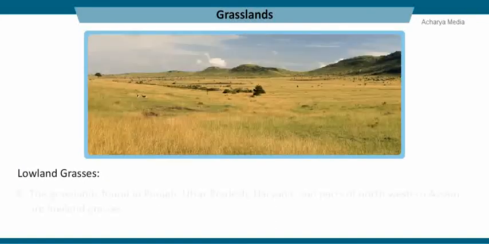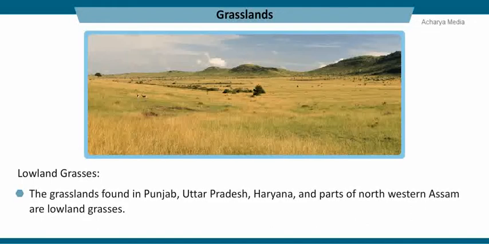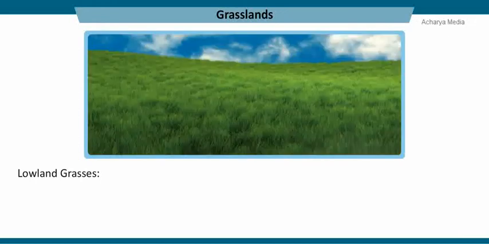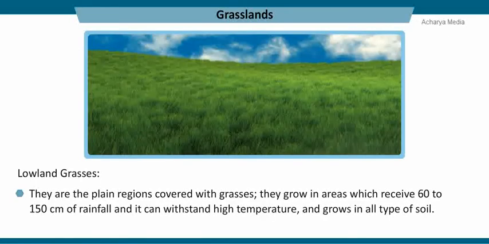Lowland grasses. The grasslands found in Punjab, Uttar Pradesh, Haryana, and parts of northwestern Assam are lowland grasses. They are the plain regions covered with grasses. They grow in areas which receive 60 to 150 centimeters of rainfall, and they can withstand high temperature and grow in all types of soil.